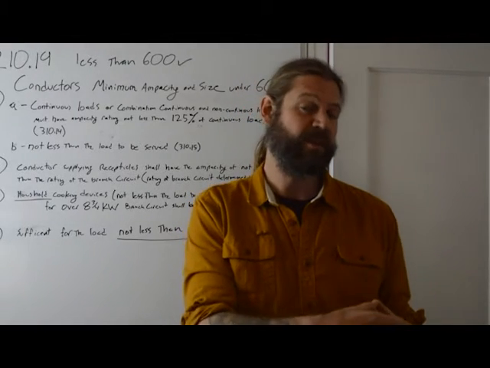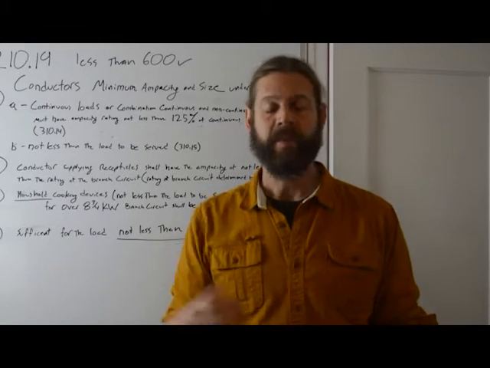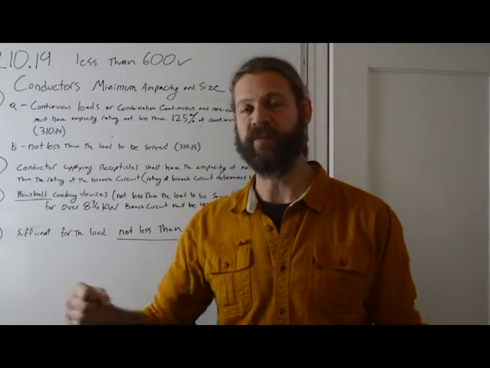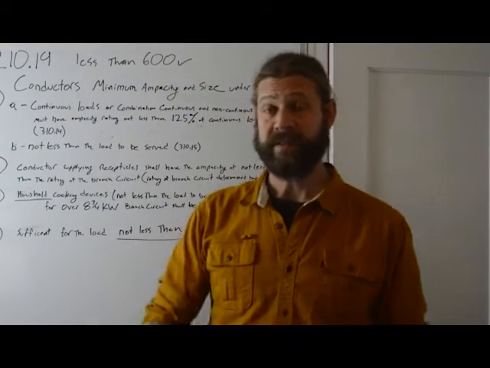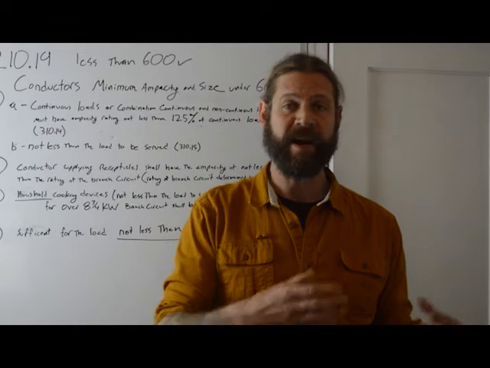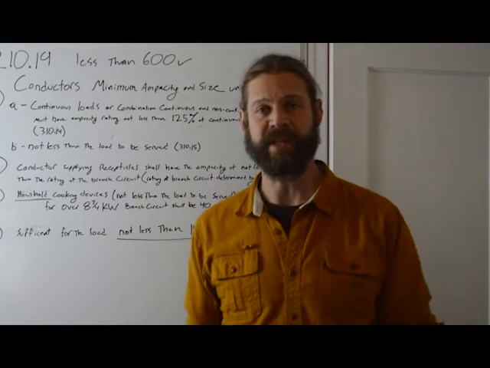Things like receptacles, generally not considered a continuous load. Pumps, continuous load. Anything that's going to run for more than 3 hours is going to be considered a continuous load. And in that case, you have to upsize your wire and your breaker to 125% of that continuous load's rating.